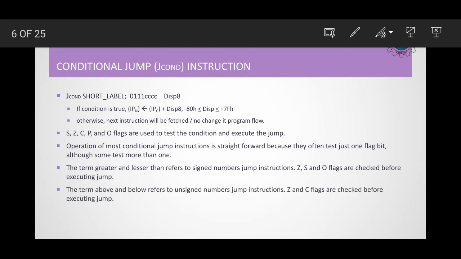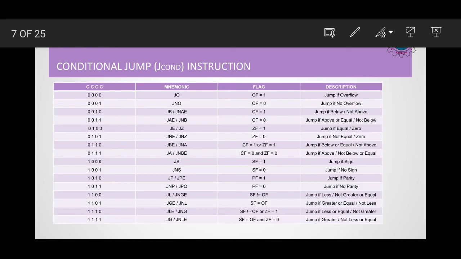Some other conditional jump instructions have above and below words within the name of the jump. Those jumps are related to unsigned numbers, and in case of unsigned number jumps, the zero flag and carry flag will be checked for the condition, and the jump will be executed after the checking. So that is the table for the different types of conditional jumps.